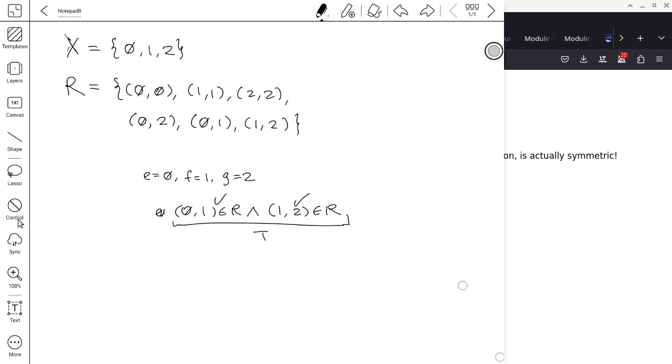So now the question is, does it imply... because if the left-hand side of an implication is true, then the implication has a chance of being false. Because if the right-hand side is false, then the implication is going to be false. So this time, I really have to make sure the right-hand side is true. Does this imply 0, 2 is in R? Yep, the implication is true, because I can see that 0, 2 is right here. Since this is also true, the implication itself is true. It is not a counterexample. So the question is, can you find a way to instantiate the values of E, F, G so that the implication is false? That's the question.